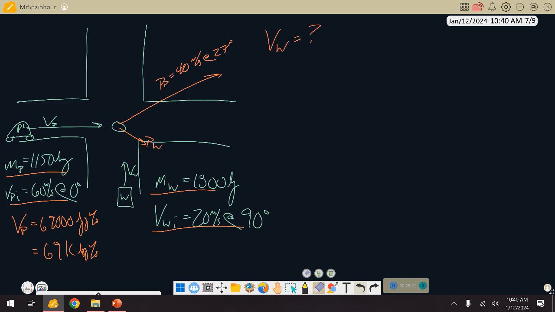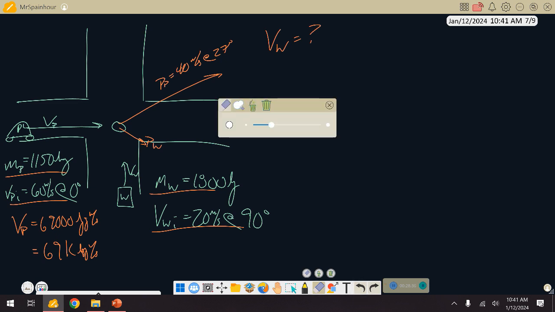Same thing over here. 1800 times 20 gives 36,000. I'm going to write that the velocity of the Wrangler, sorry, not the velocity. I screwed up over here too, my apologies. This was the momentum of the Prius initial, and this is the momentum of the Wrangler initial. It should be 36 kilogram meters per second.